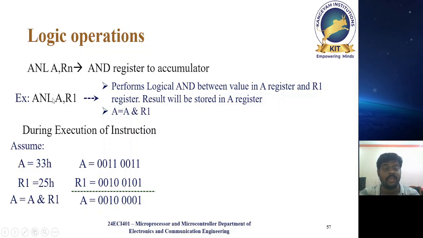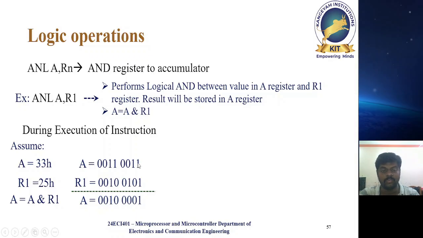As previously told, logical AND operation should be performed. What is the truth table for logical AND operation? Both the inputs should be true so that the output is true. If any input is false, the output is false. That is the logical AND operation's truth table. In this case, each and every bit's logical AND operation will be performed.